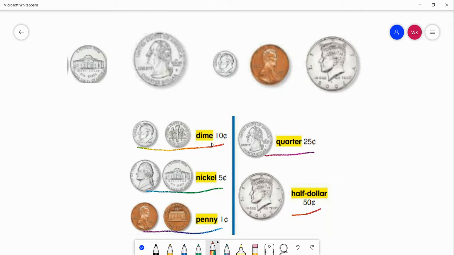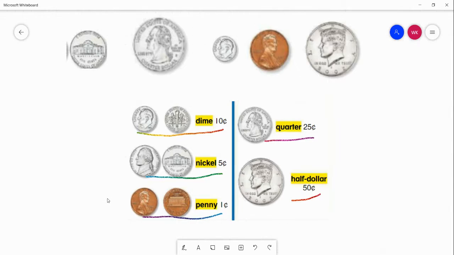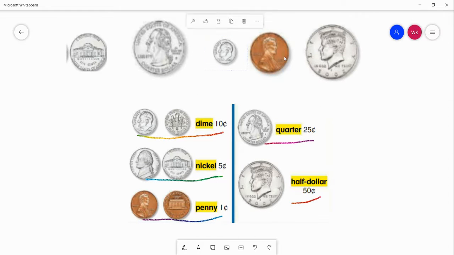So let's go over these coins one more time. Remember, a dime is 10 cents. A nickel is 5 cents. A penny is 1 cent, a quarter is 25 cents, and a half dollar is 50 cents. So these are just the pictures of all of our coins up here. We're going to quickly go over this.